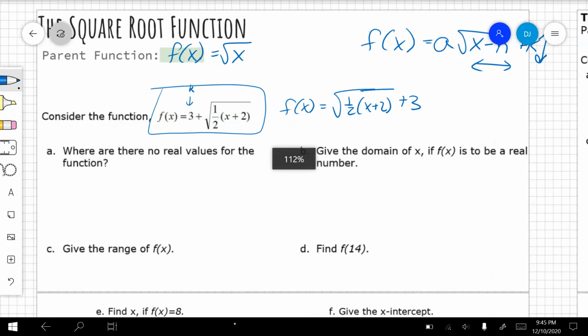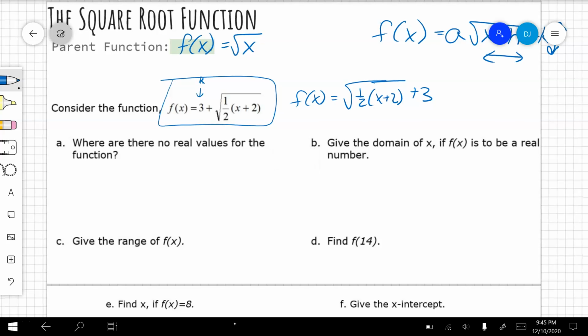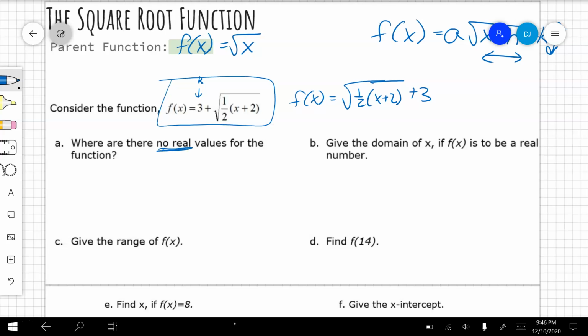Now later on we'll talk about parameter shifts, but for right now we're going to go ahead and take a look at where there are no real values for the function. Now, if we're looking for real values, remember anything inside the radical has to be greater than 0, because if it's less than 0, then we're going to end up having imaginary numbers happening inside of that radical.